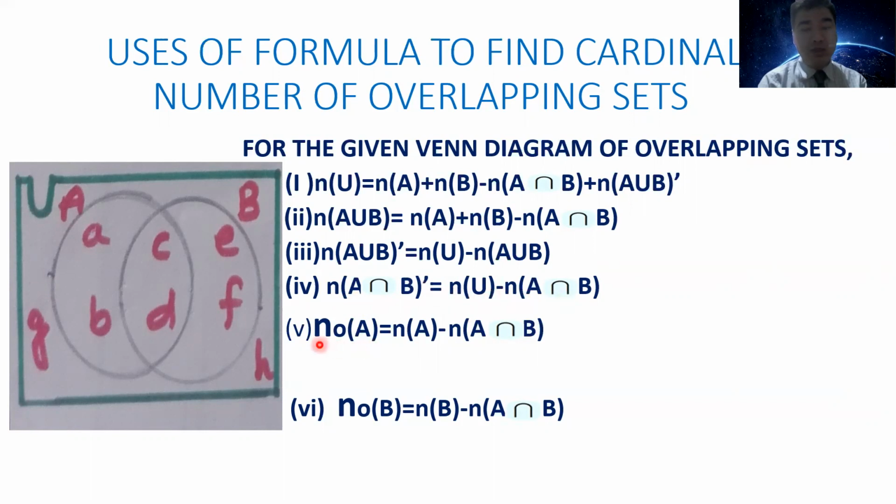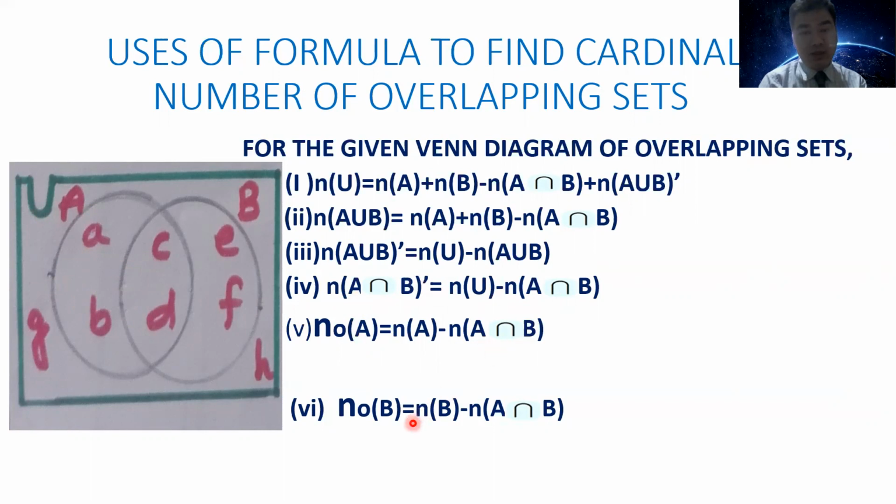And similarly, 'and only A' means, as I told you, from the set A this intersection is subtracted. That is here. 'And only A' means from n(A), what is subtracted? A intersection B is subtracted.